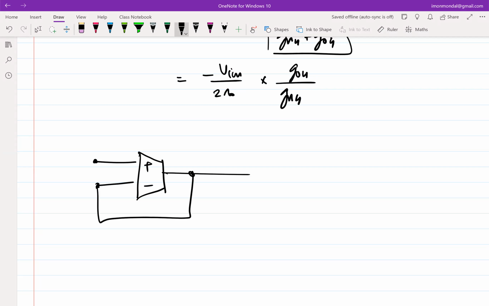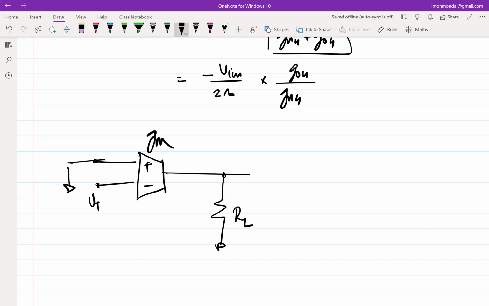So this is connected like this. Let's say we have a load of some RL. Biasing is not a problem. Let's say we have biased it properly. Right. So, if I try to find out the loop gain, what will I do? I will short this one, apply a test voltage, and find out the return voltage. And this will be minus GM times RL times V test. So the loop gain is minus GM times RL. Sorry, loop gain is GM times RL.